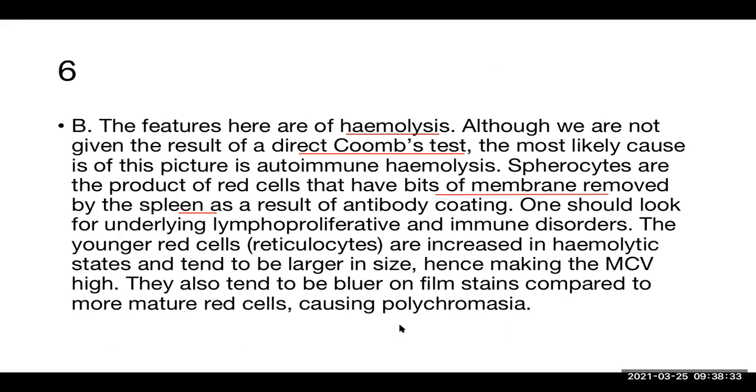And then polychromasia is a hallmark of hemolytic anemia. So all of these match there. Let's move on.